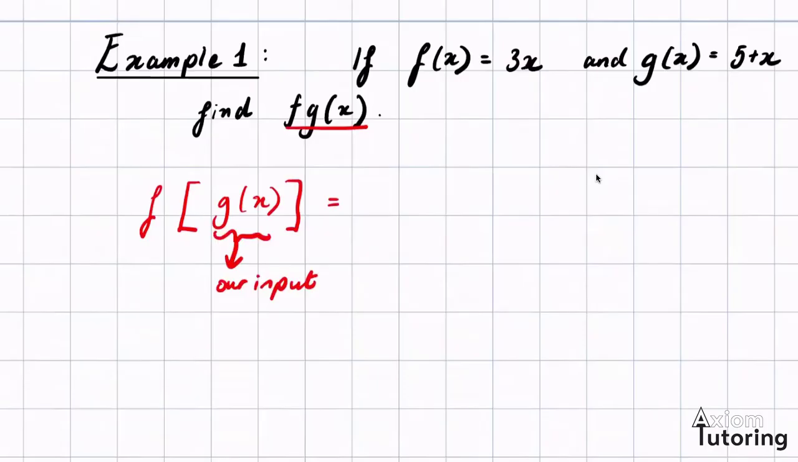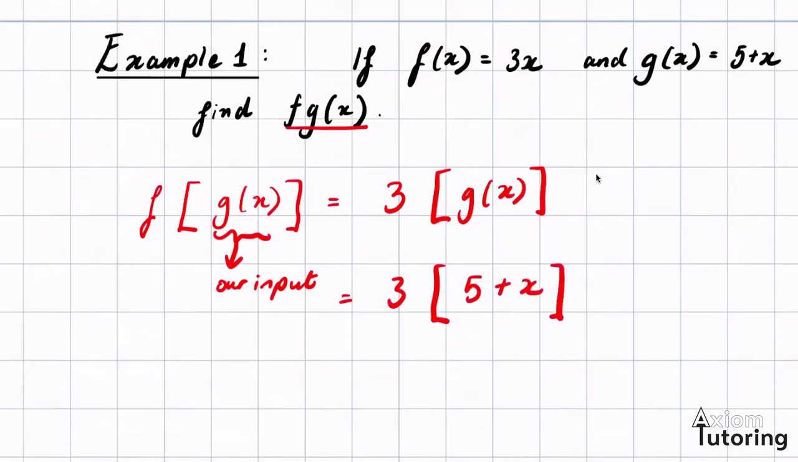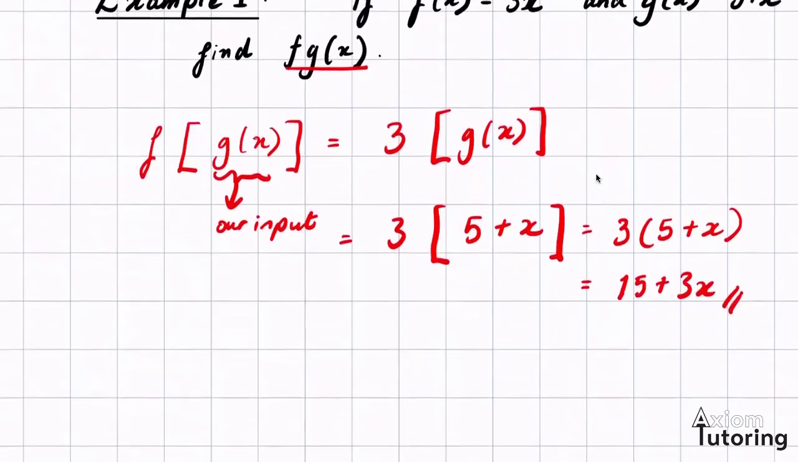And so f of x is 3x, so that's going to be 3 lots of our input g of x. So that's 3 lots of g of x, which is 5 plus x, like that. And so now you're just doing 3 times 5 plus x, 3 lots of 5 plus x, and that's 15 plus 3x. And so fg of x is equal to 15 plus 3x.